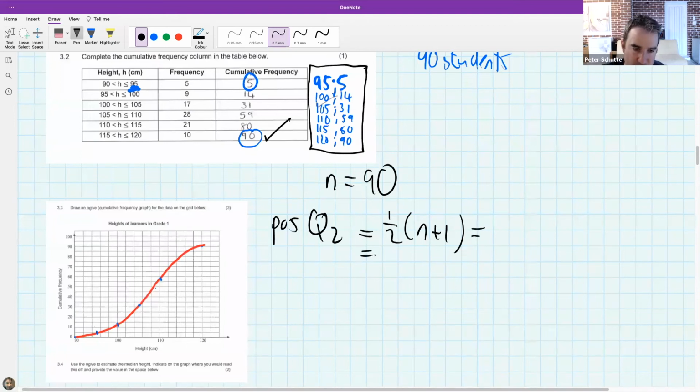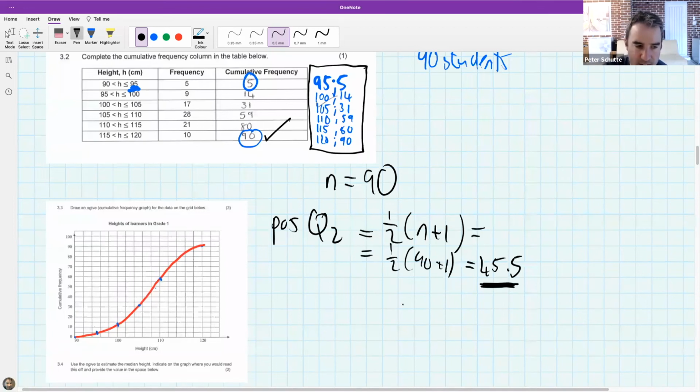And you put that in the chat. So yeah, half times 90 plus 1, which is going to be 45.5. Because this is an approximation, ladies and gentlemen, we don't need to be quite as accurate as when we deal with lists of data. But basically, the position of the median is 45.5.